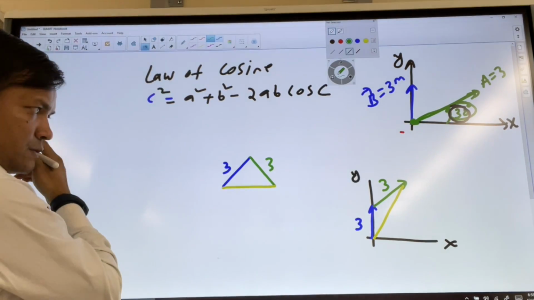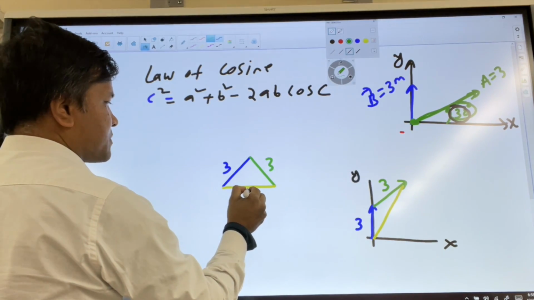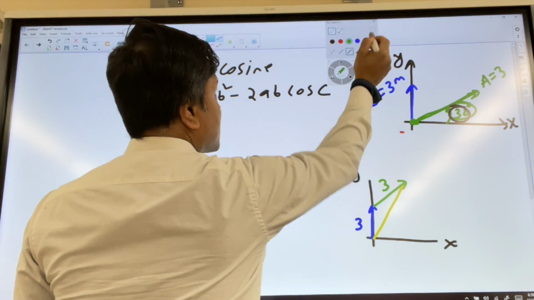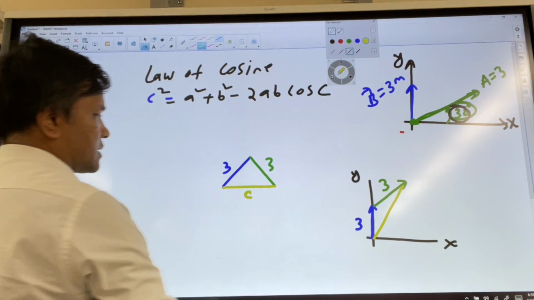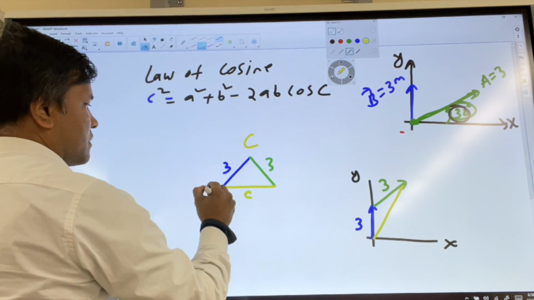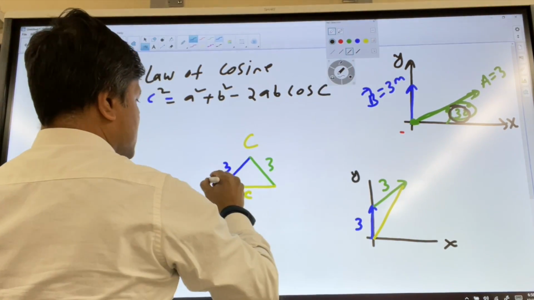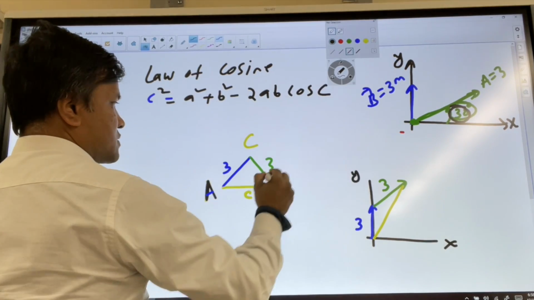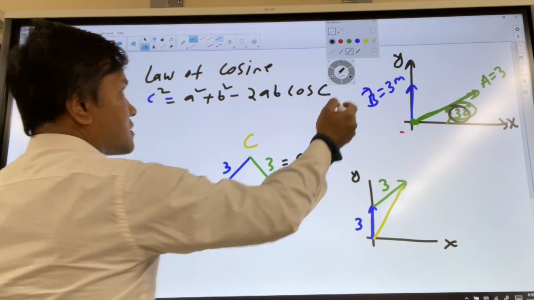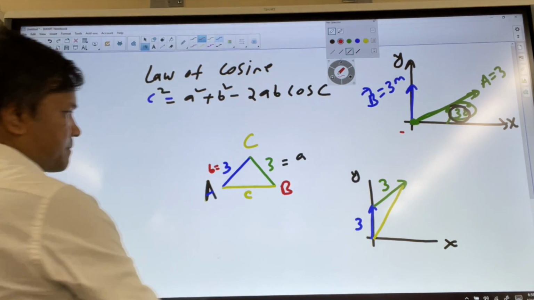All right, so this is what we want to find. We're going to call this one a small c. If this is a small c, this would be big C. This is big A, so this is a small a. This is big B, and we'll call it a small b.